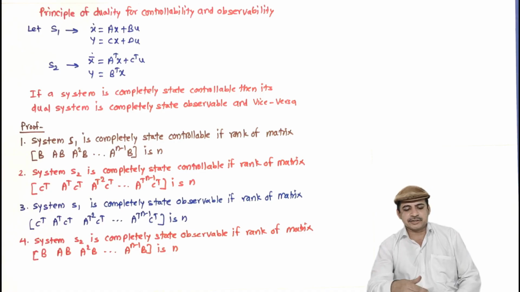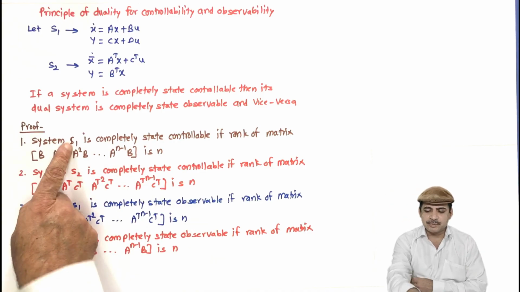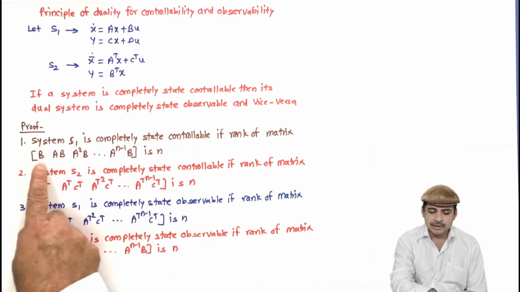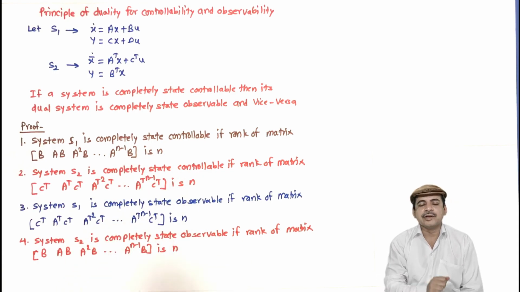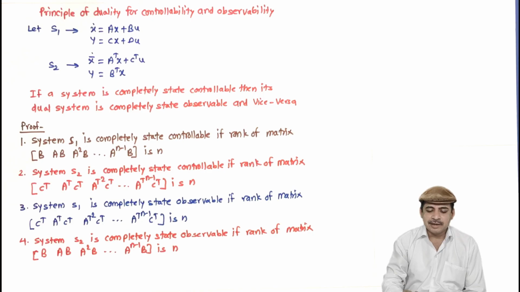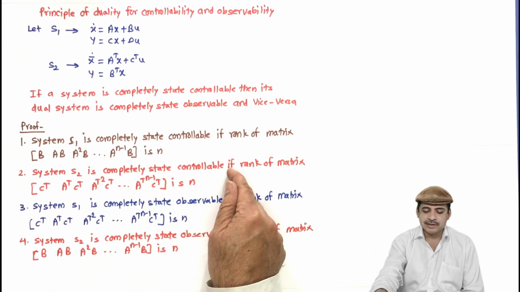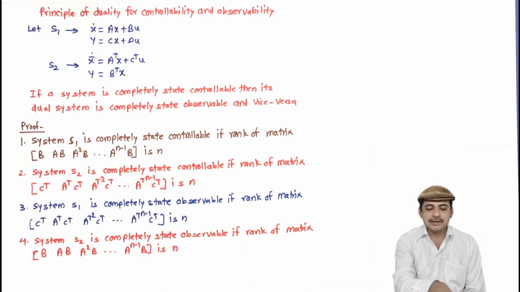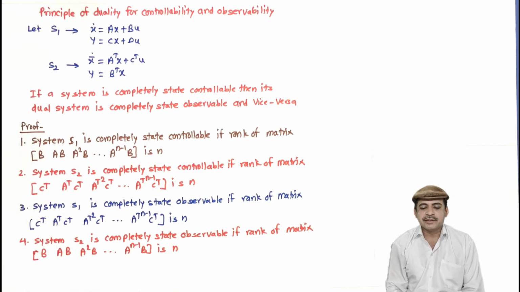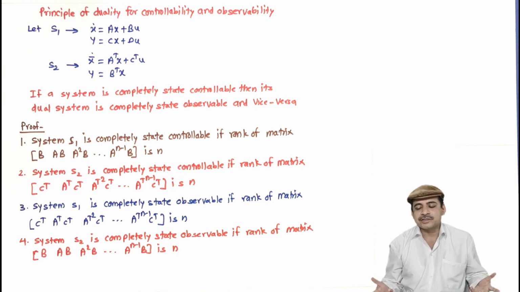And now look at the statements. So S1 is completely state controllable if the rank of this matrix is n, which is the same as S2 is completely state observable. And from 2 and 3 what I can say, if S2 is completely state controllable, that means S1 is completely state observable. These conditions are the same, and this is how we have proved the statement, that if a system is completely state controllable, its dual system is completely state observable, and vice versa.